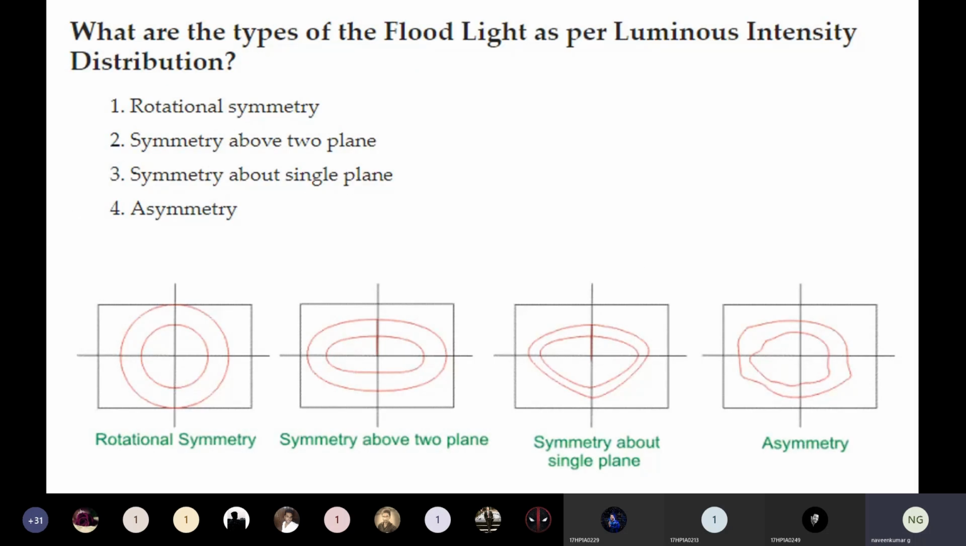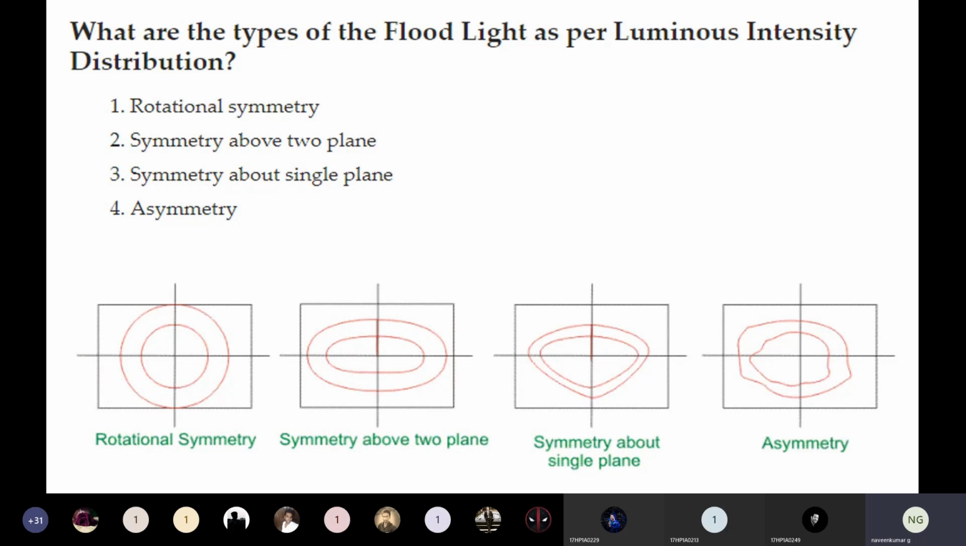Now let us see what the types of floodlight are as per luminous intensity distribution. There are 4 different types of floodlight luminous intensity distributions: rotational symmetry, symmetry about two planes, symmetry about a single plane, and asymmetric. For floodlighting, we usually go with the rotational symmetry. Observe the first diagram for rotational symmetry.